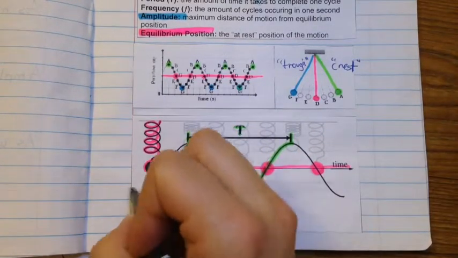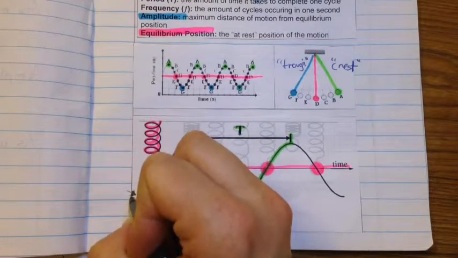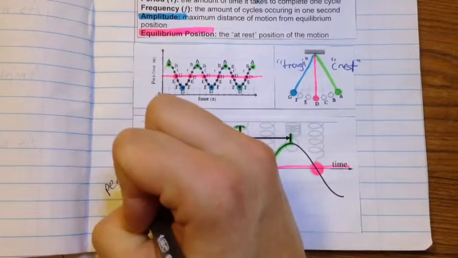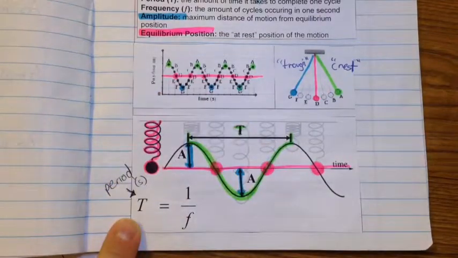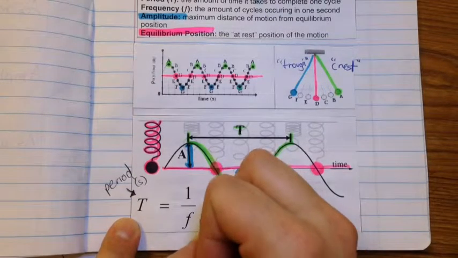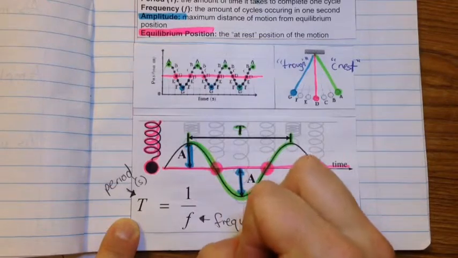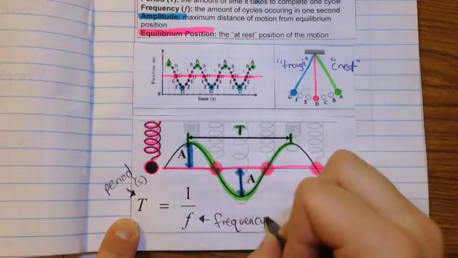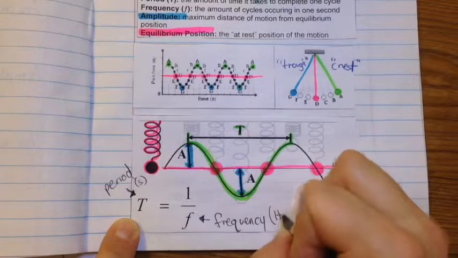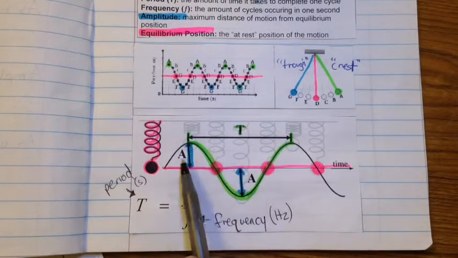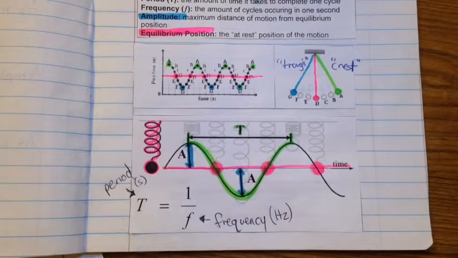Okay? So, period measured in seconds. What's the F stand for? Frequency. What are my units of measure for frequency? Lowercase Hz, hertz. Does it really hurt? So, once you know using the graph what the period is, you can calculate the frequency using the formula.